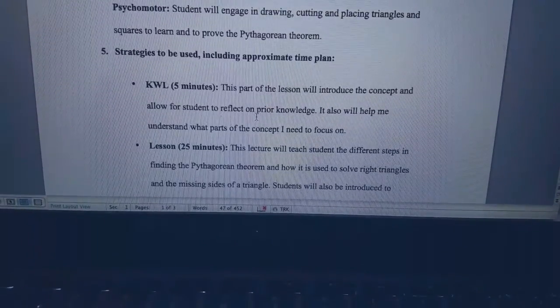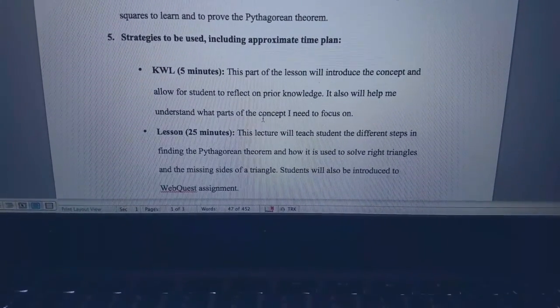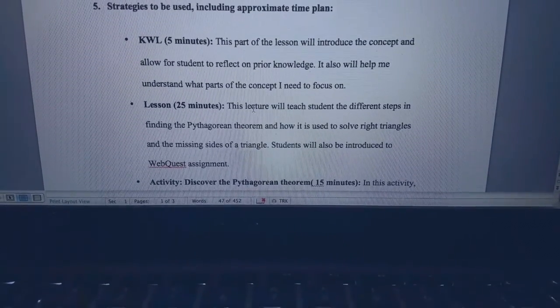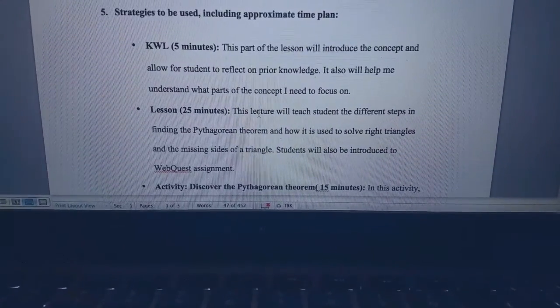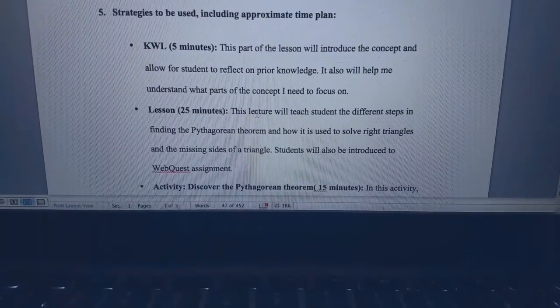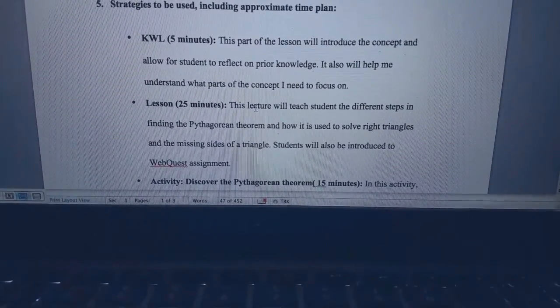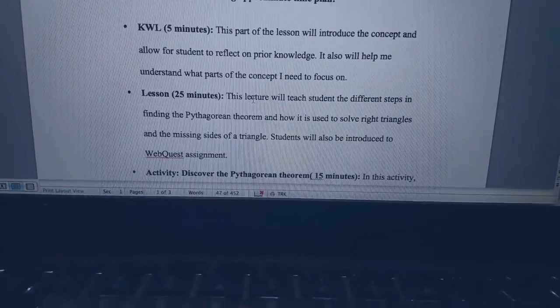Now, strategies to be used include a KWL chart at the beginning of the class, which will take about 5 minutes. This part of the lesson will introduce the concept and allow students to reflect on prior knowledge, and for me to understand what they want to learn.